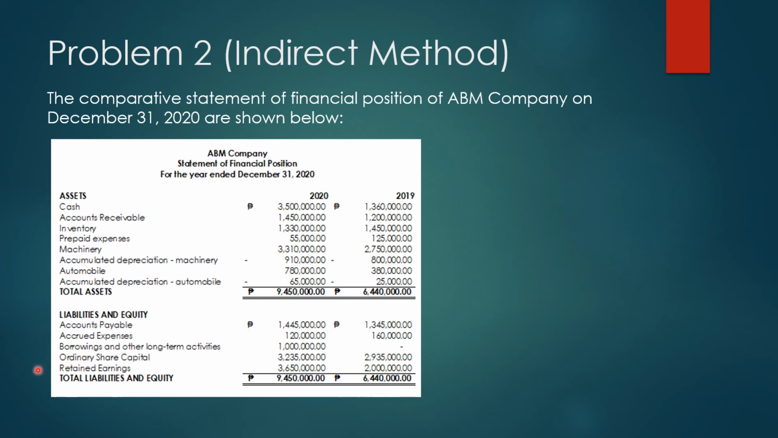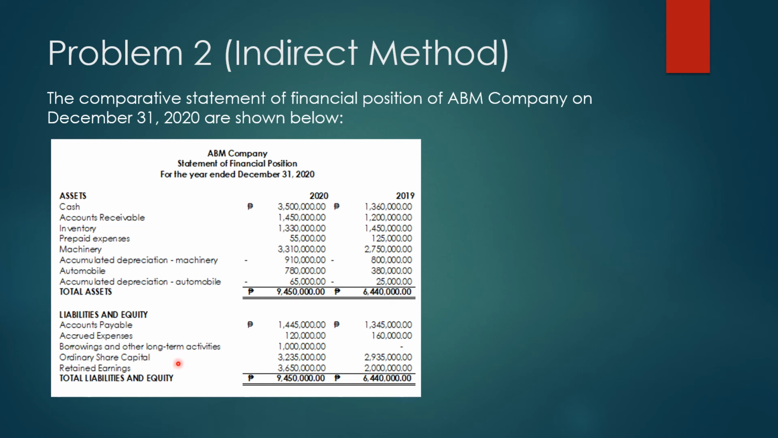Then you have your borrowings and other long-term activities. So word itself, long-term. So these are non-current liabilities. And then you have your ordinary share capital. Gagamitin lang yung share capital when you are working on a corporation. So basically, this is a statement of cash flow of a corporation. And then you have your retained earnings. Again, retained earnings, these are used as well in a corporation. So when we say retained, ito yung mga natirang income. Okay?